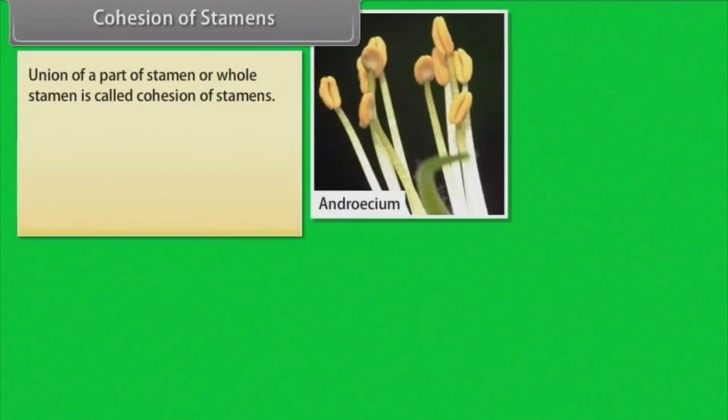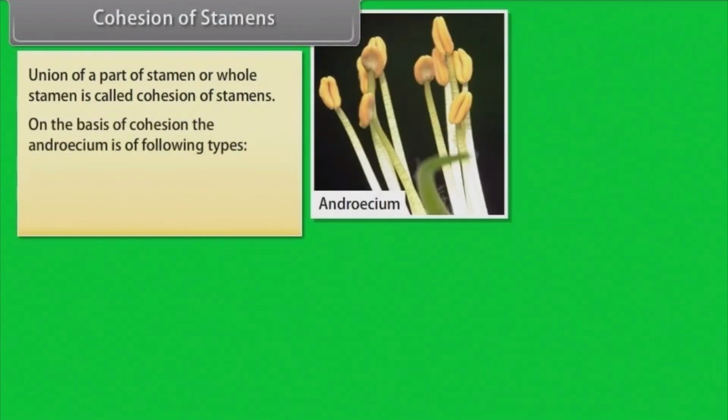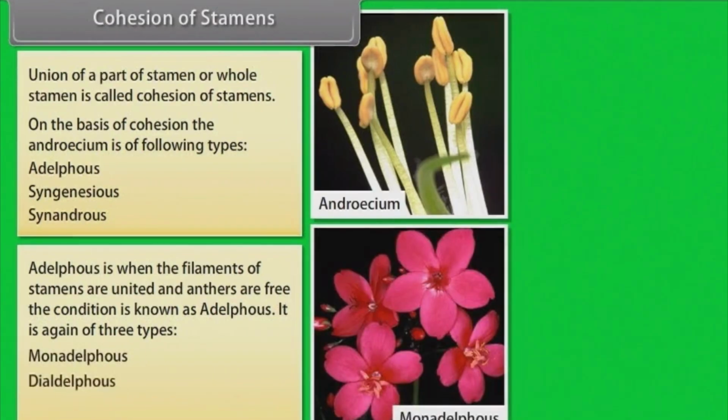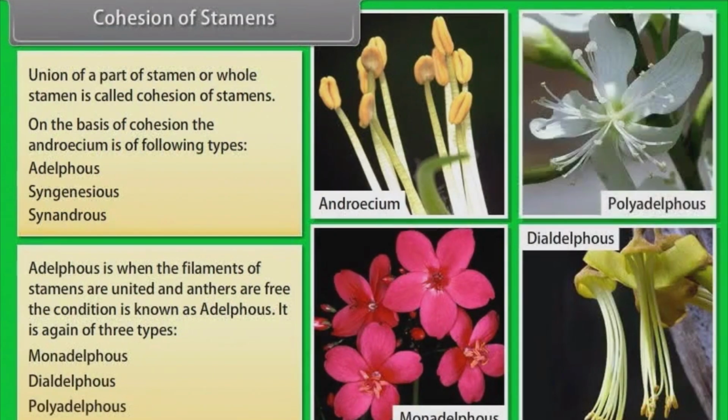Cohesion of stamens. Union of a part of stamen or whole stamen is called cohesion of stamens. On the basis of cohesion, the androecium is of the following types: adelphous, syngenesious, synandrous. Adelphous is when the filaments of stamens are united and anthers are free. It is again of 3 types: monadelphous, didelphous, polyadelphous.